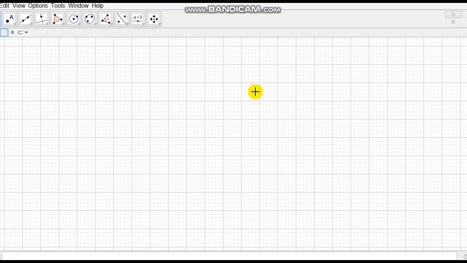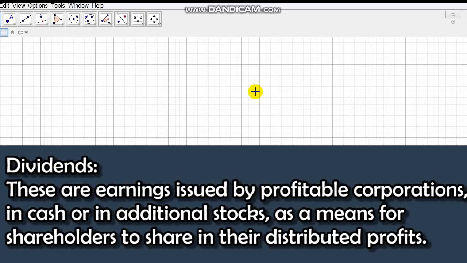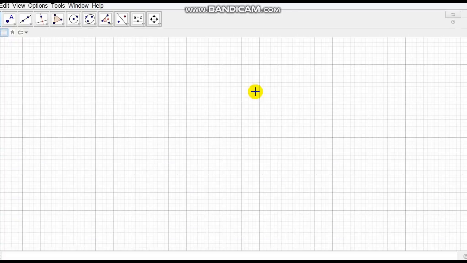The second is through dividends. Dividends are earnings issued by profitable corporations in cash or in additional stocks as a means for shareholders to share in their distributed profits. So stocks can also earn dividends.